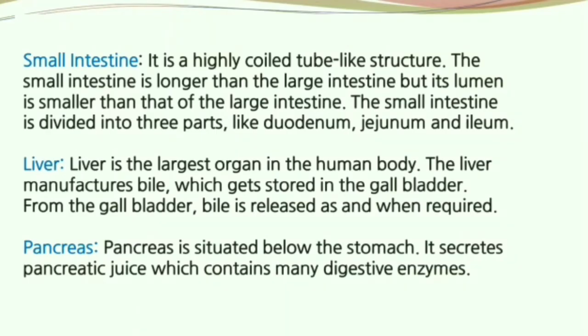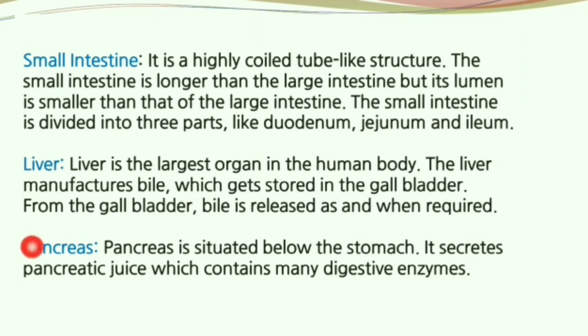To sum up, now let's talk about the small intestine, liver and pancreas. The small intestine is a highly coiled tube-like structure. The small intestine is longer than the large intestine, but its lumen is smaller than that of the large intestine. The small intestine is divided into 3 parts: duodenum, jejunum and ileum. Coming to the liver. The liver is the largest organ in the human body. The liver manufactures bile which gets stored in the gallbladder. From the gallbladder, bile is released as and when required.